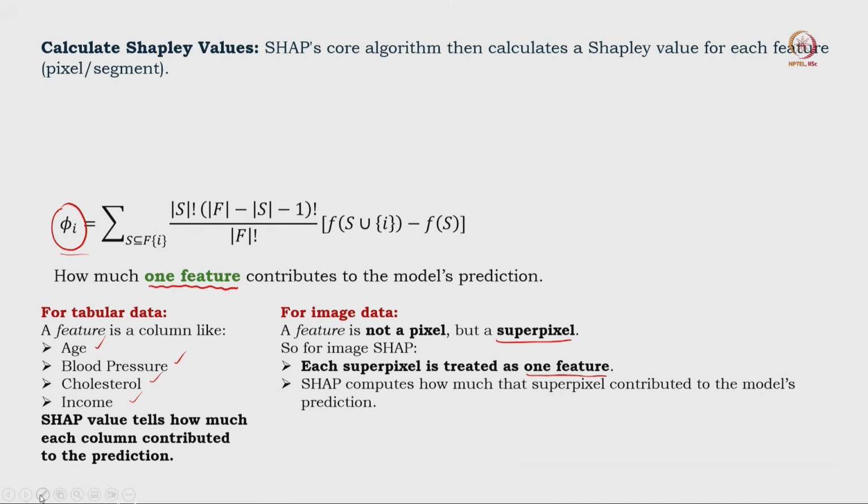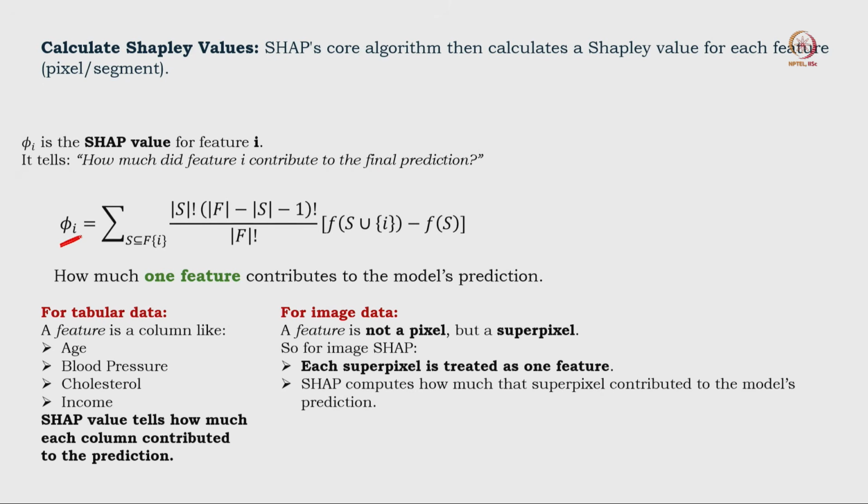So, this is all about the feature, but let us get back to this formula and understand what each of these terms means. First, let us understand what exactly this is. This is the SHAP value for a feature i. What this value tells us is how much the feature i contributed to the final prediction.